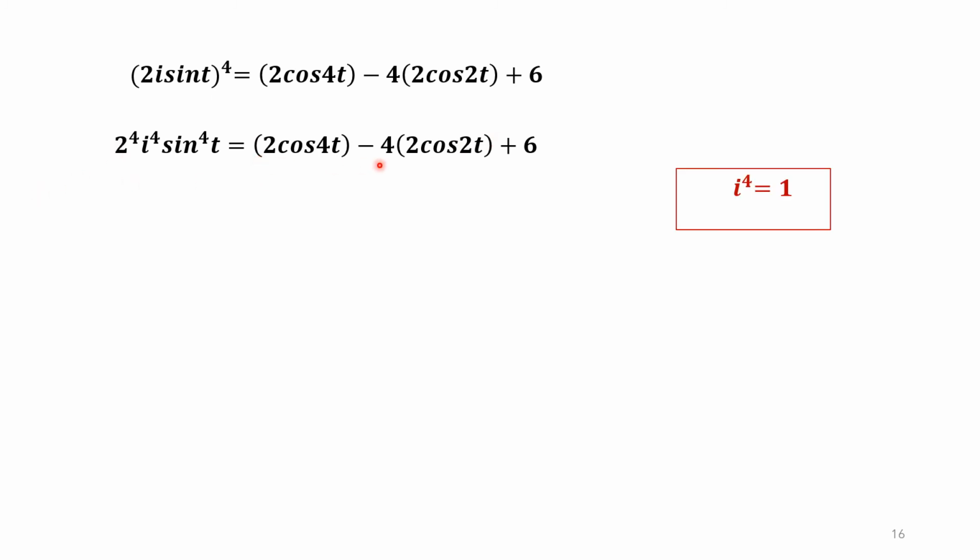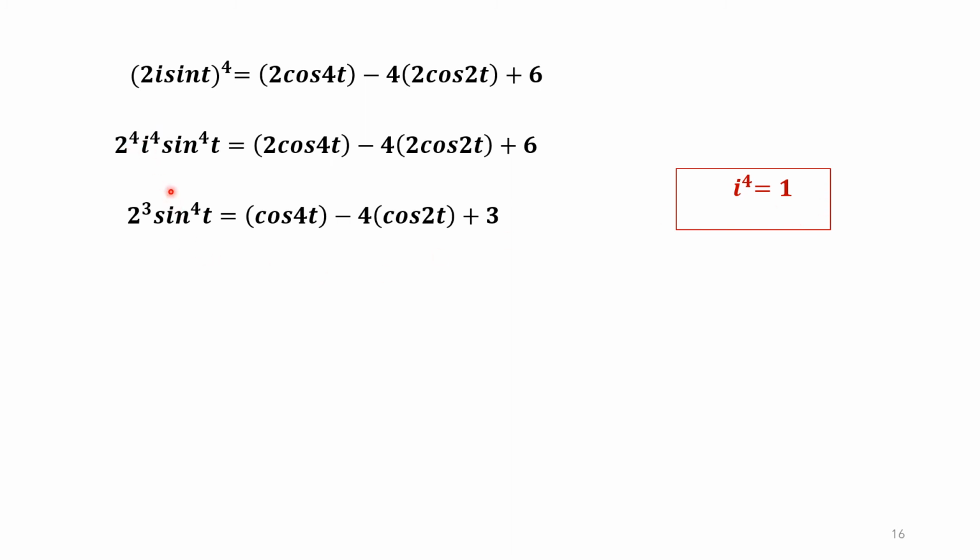So we can write, and i raised to 4 is also equal to 1. What is i raised to 4? It is i square into i square. i square is minus 1. So minus 1 into minus 1 will give you the answer as plus 1. So we can cancel 2 throughout, and i raised to 4 can be replaced by 1.